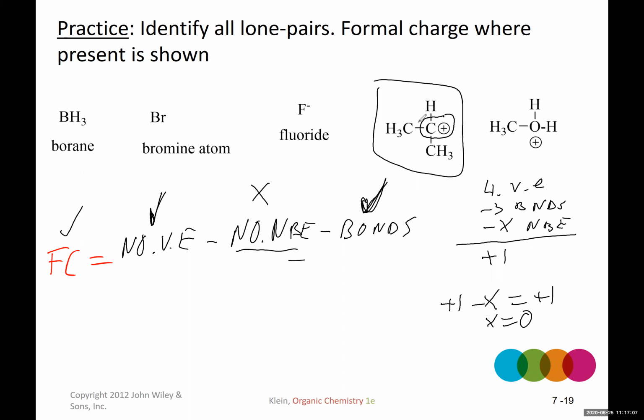It's an example of a species that does not have an octet. You may think, well, can it exist? And the answer is yes, it does exist, but it's very unstable. It's very reactive. It generally is formed in reactions and then immediately reacts with whatever's around.